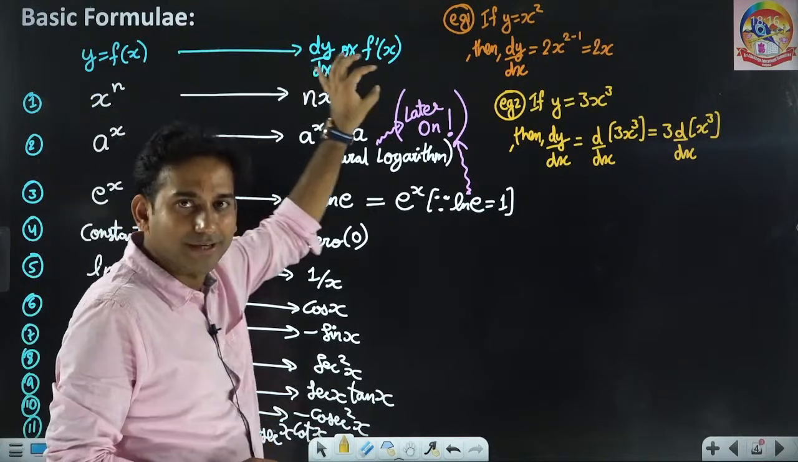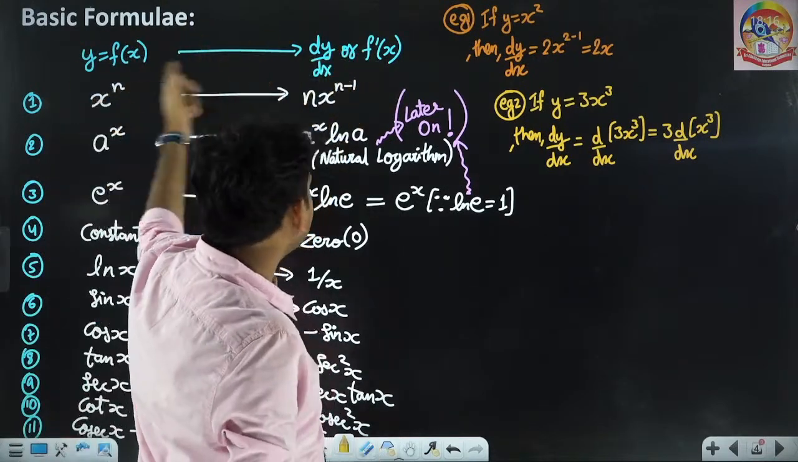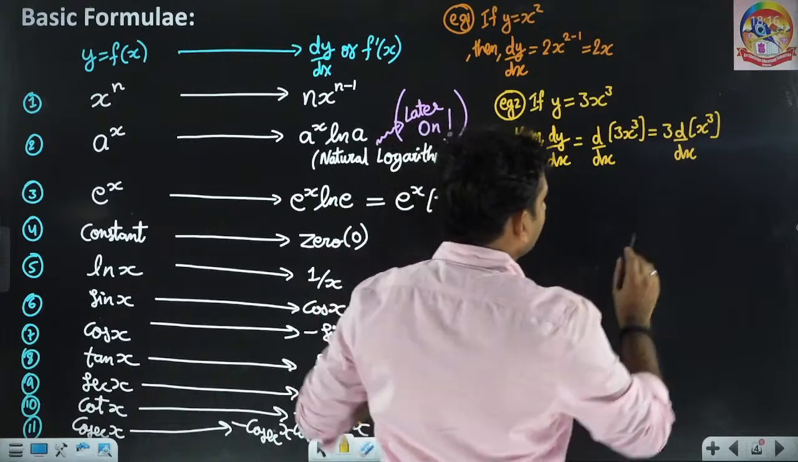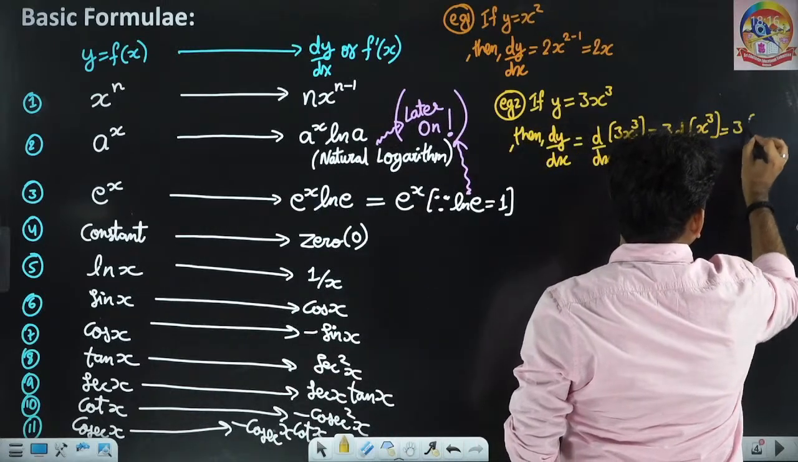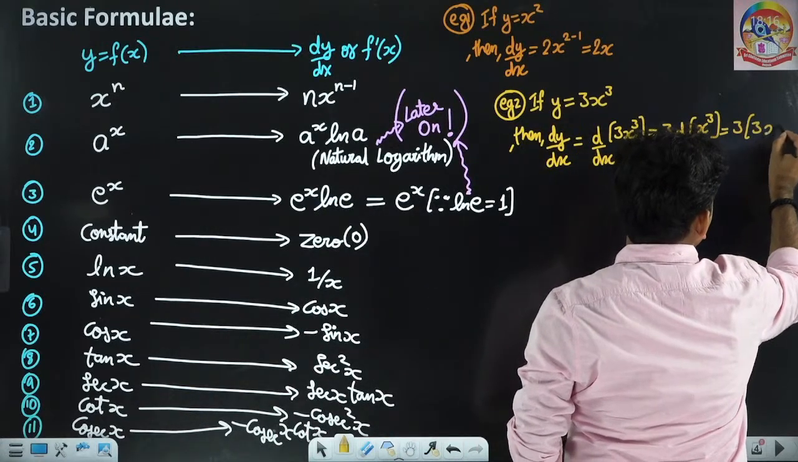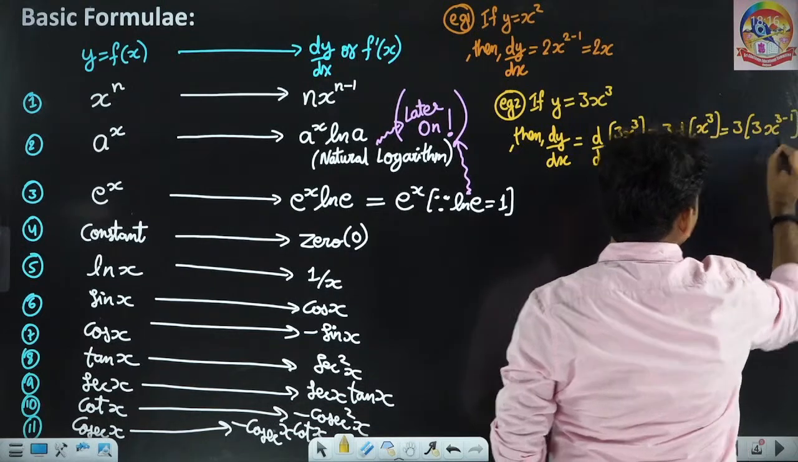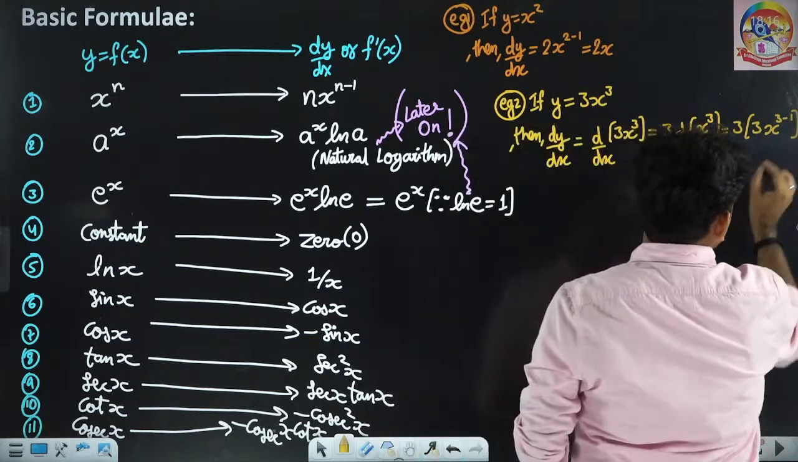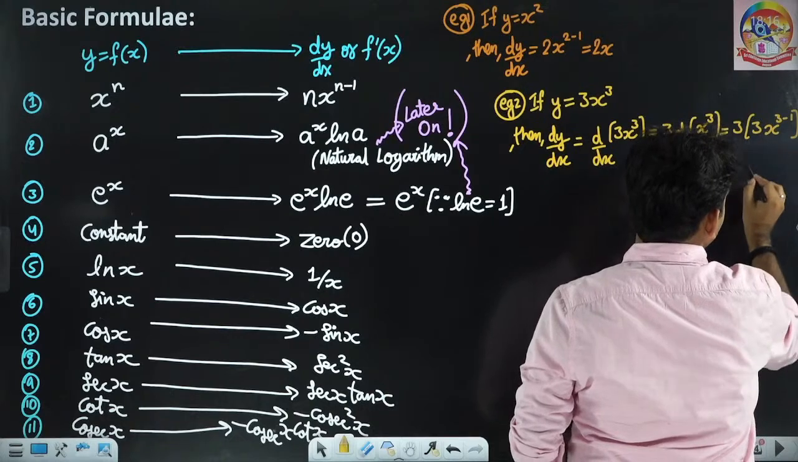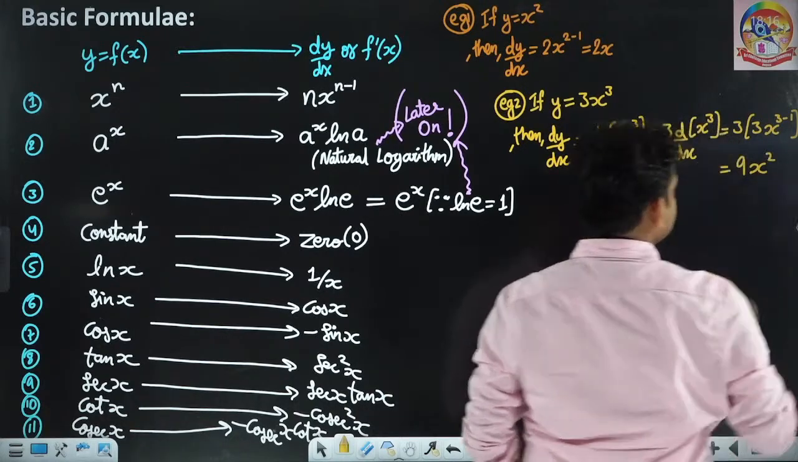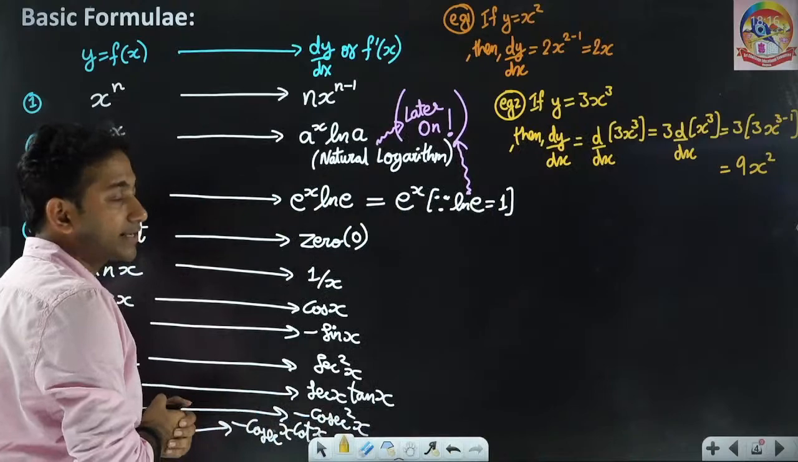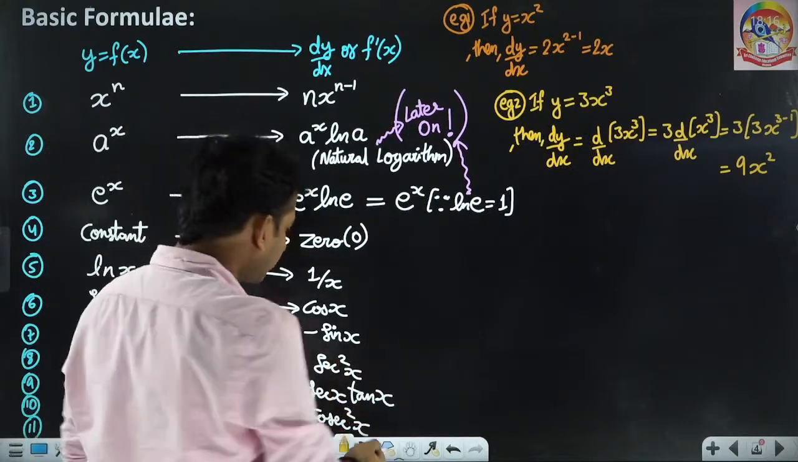When there is x to the power something, that power will be multiplied and the actual power will be reduced. So this power 3 will be multiplied and the actual power will be 3 minus 1. That means 3x square. So the final answer is 3 into 3, 9, and it is x square. I hope you understood something.